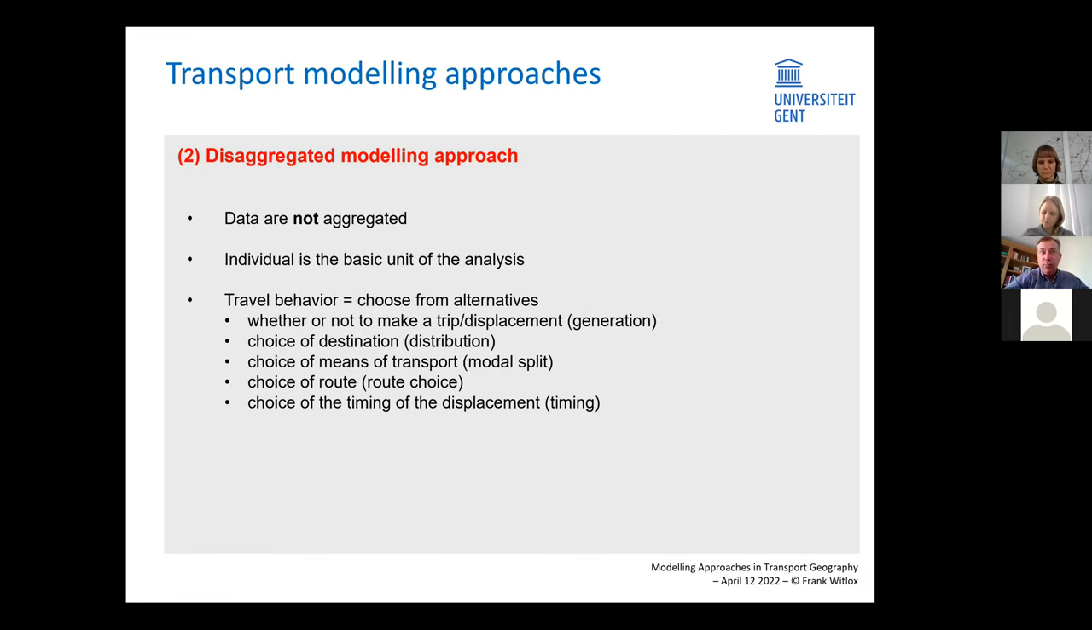So this brings me to the second approach, which is the disaggregated approach. So data is not aggregated, and it's the individual that is now the basic unit of the analysis. In a sense, first of all, we want to know whether a person wants to make a trip, yes or no. This is trip generation. And then we want to know, well, what would be the choice of destination? So this is actually the second step, the trip distribution. By what means of transport? The modal split. What route do you take? The route choice. So the first four are identical to the four-step model. What is being added here is obviously also the timing, the element of when will the travel be made. So the time is also being included here.